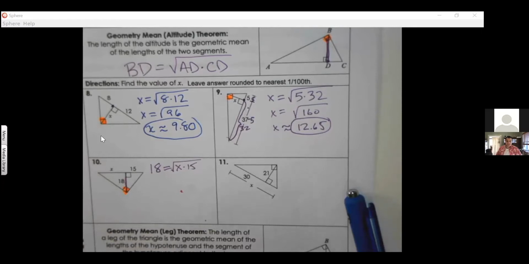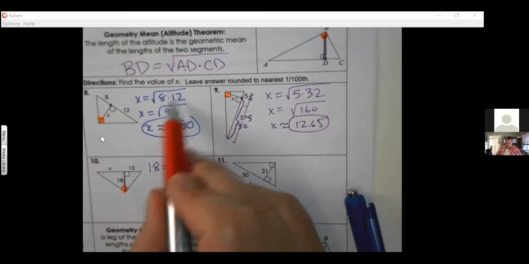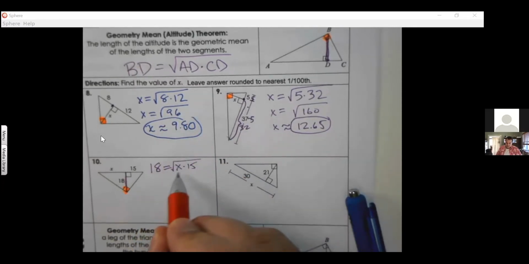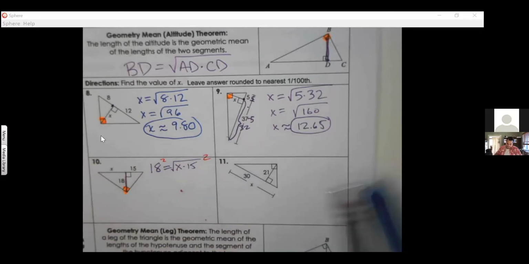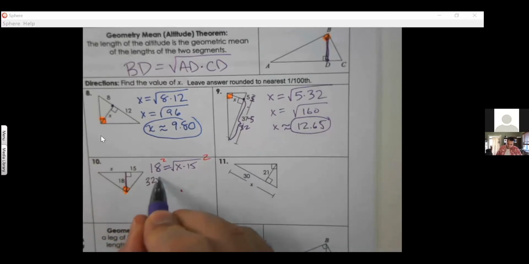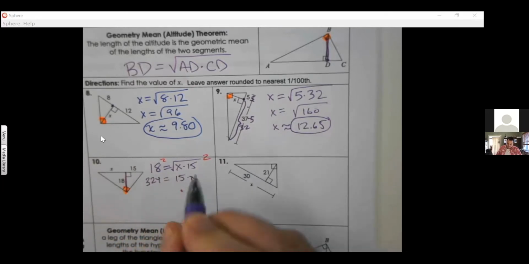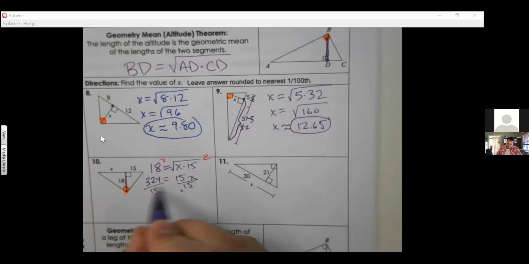This one has a little bit different solving process. I don't have to just plug it into a calculator. Instead, I have to solve for x. So I have to get rid of this square root symbol. The way I'll do that is I'll square it. If I square both sides, I'll get 324 is equal to just 15 times x, clearing out the square root. And then if I divide by 15, I get that x equals 21.60.